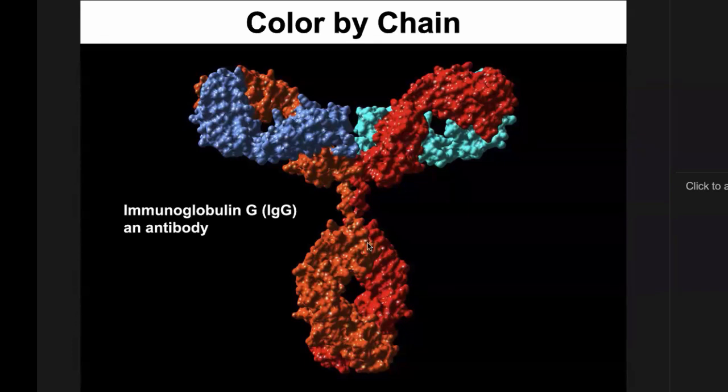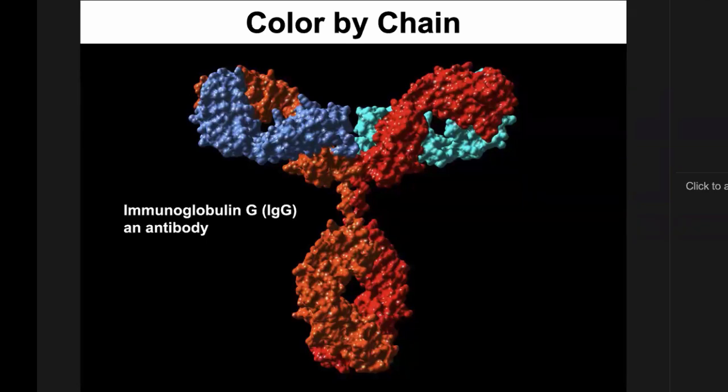So there's a red chain, which starts way down at the bottom and comes up and then goes out into this right-hand arm. And then there's an orange one that also starts at the bottom and goes off into the left-hand arm. Those are called the heavy chains of the antibody. And then the blue one and the turquoise one, those are referred to as light chains. So every antibody has 2 heavy chains and 2 light chains. And in this case, they're distinguished from one another by their colors.